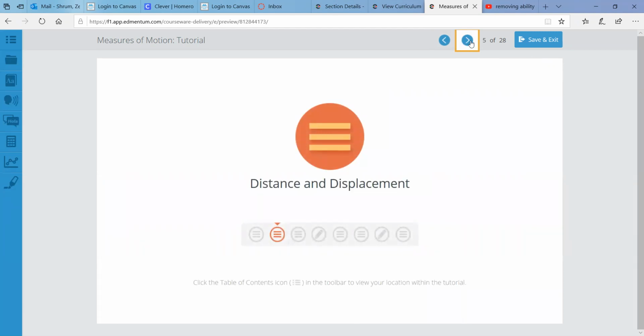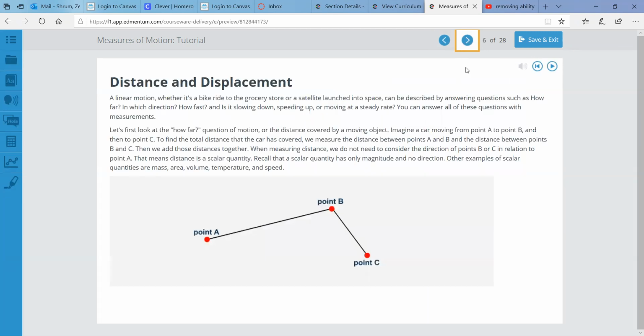But first, let's talk about distance and displacement. In a linear motion, whether it's a bike ride or a satellite launched into space, you can answer questions like how far, in which direction, how fast, and is it slowing down, speeding up, or moving at a steady rate? We can answer all of these questions with measurements. So for the first question, how far? This is the distance covered by a moving object.